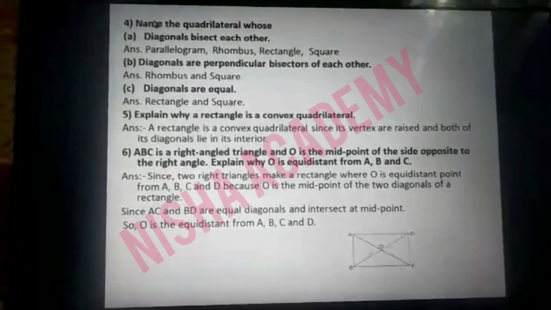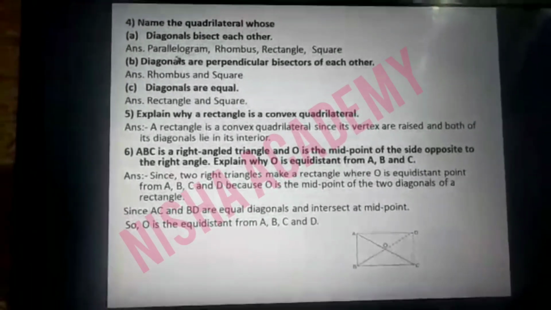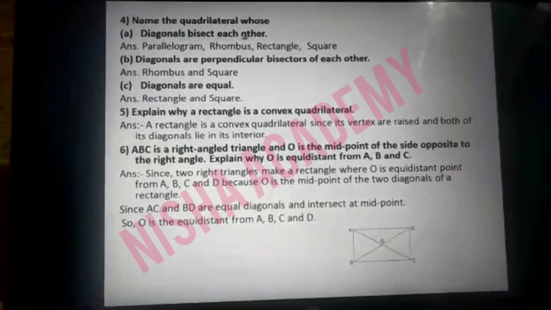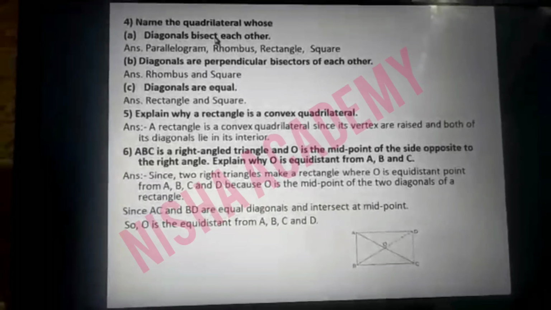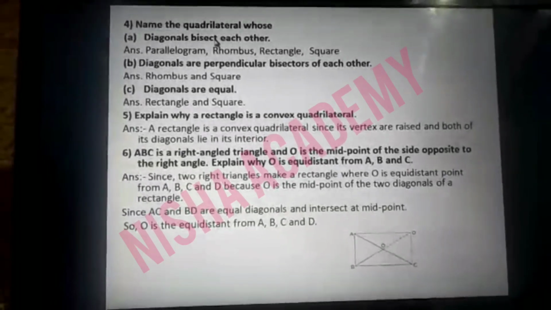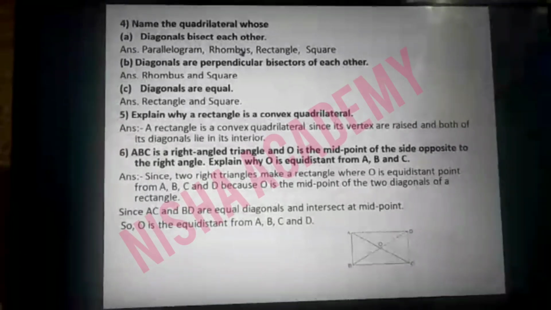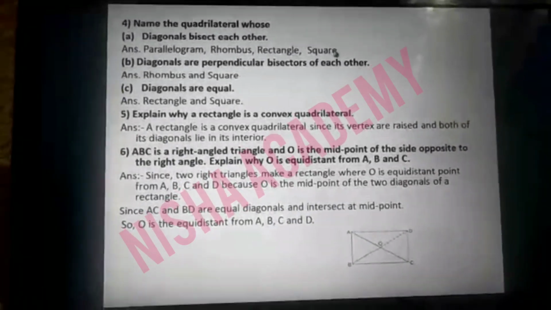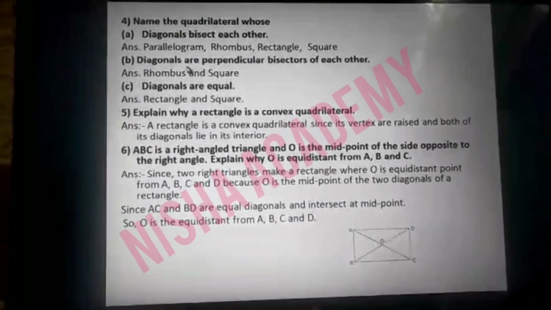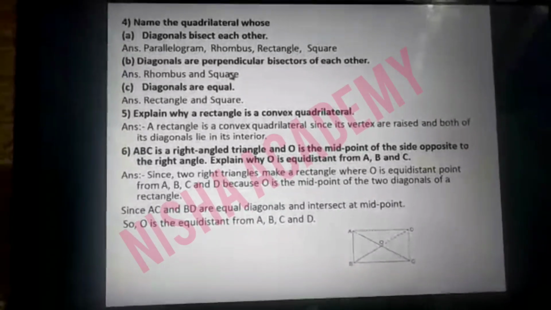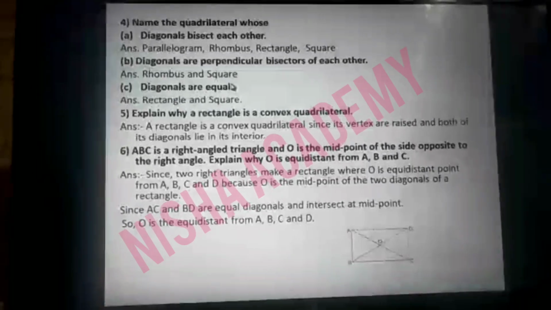Fourth one. Name the quadrilateral whose diagonals bisect each other. Now, diagonals bisect each other means which quadrilateral has the property that diagonals bisect each other? One is parallelogram, rhombus, rectangle and square. Diagonals are perpendicular bisectors of each other. There are only two, rhombus and square.